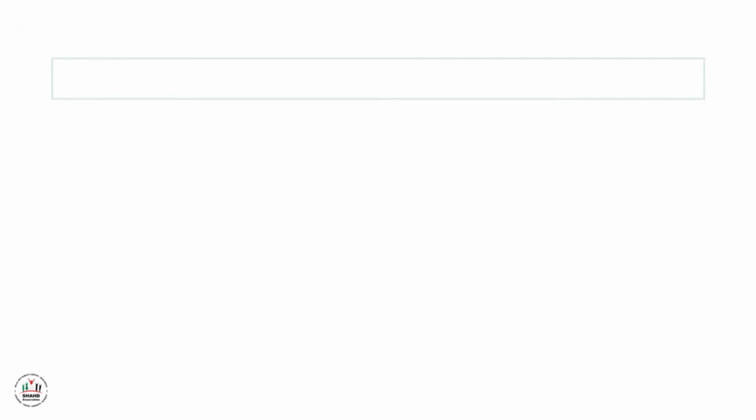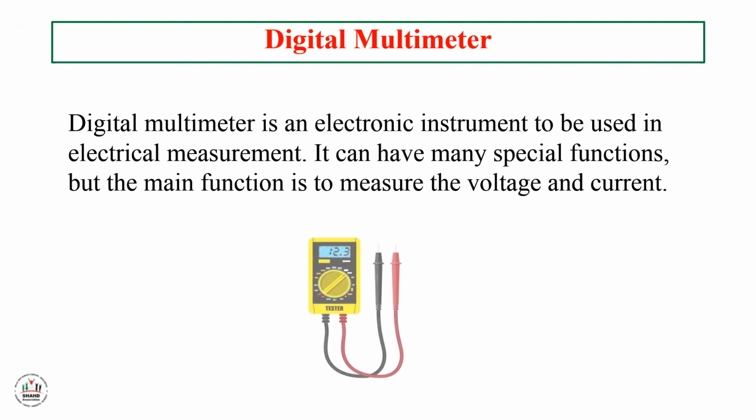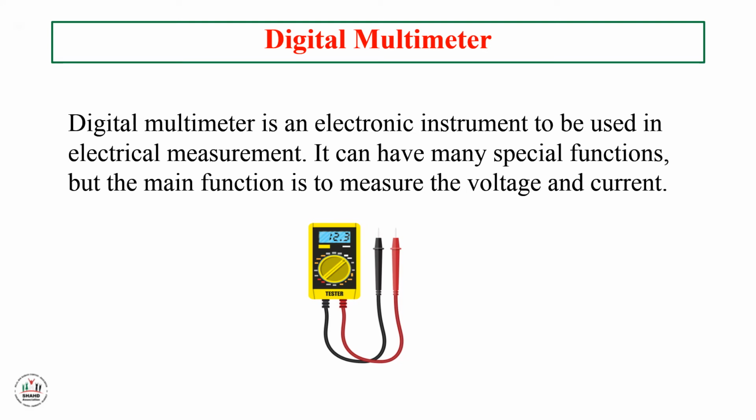How can we measure the voltage and the current? By using a device that's called a digital multimeter. The digital multimeter is an electronic instrument used in electrical measurement. It can have many special functions, but the main function is to measure the voltage and the current. This is the picture of the digital multimeter.